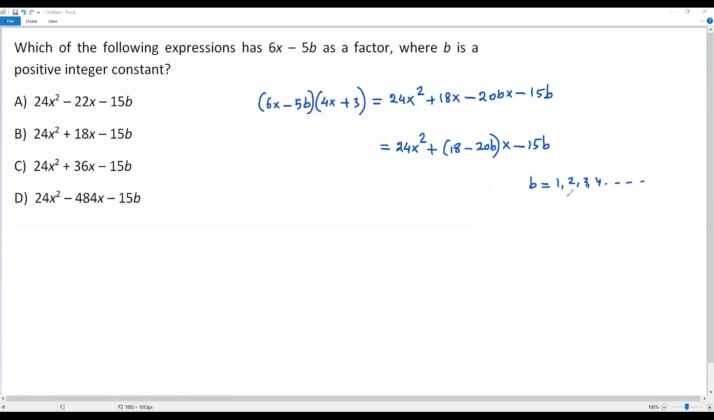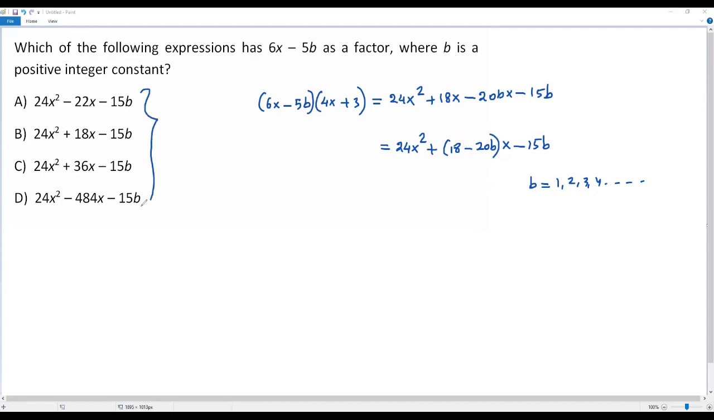In case I consider the other values of b, for example, if I consider the second value of b, 2, when I plug in 2 over here, 20 times 2 is 40, that is I'm getting 18 negative 40. Again, I'm getting a negative value. For all positive integer constant values for b, I'm getting a negative coefficient for x.